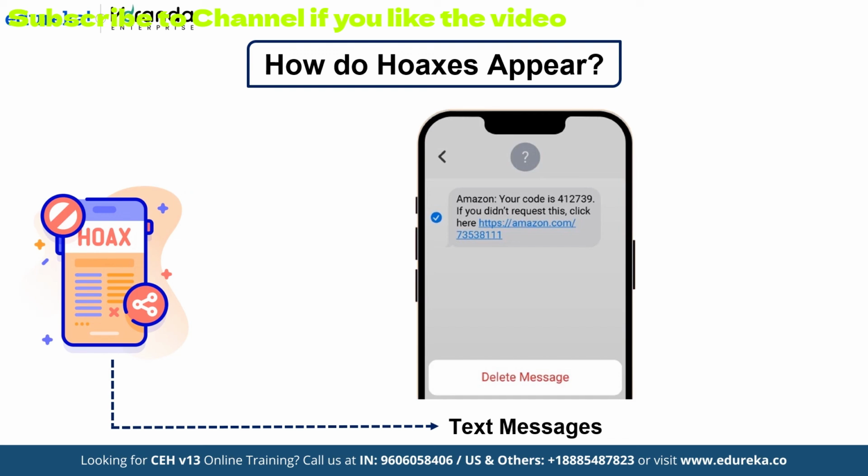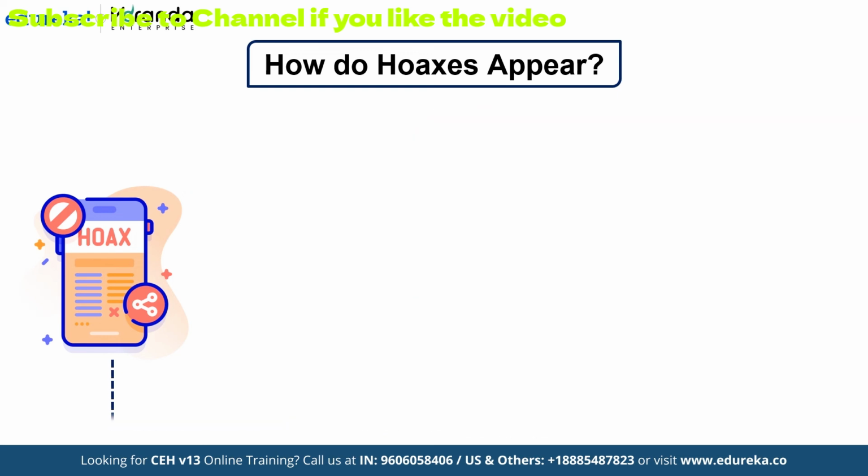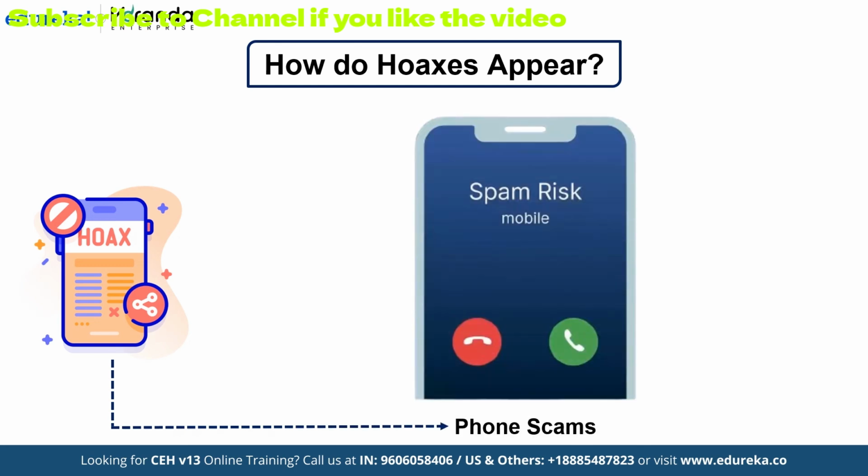The message could contain a link to a shady website or offer to help you fix your device for a fee. Next is phone scams. Scammers sometimes call you and claim to be from a company like Microsoft, saying your system is compromised. They may ask you to give them remote access to your device or provide personal information. And regardless of the format, these hoaxes rely on urgency and fear to get you to act quickly, and they prey on your emotions to trick you into making decisions that benefit the scammer.